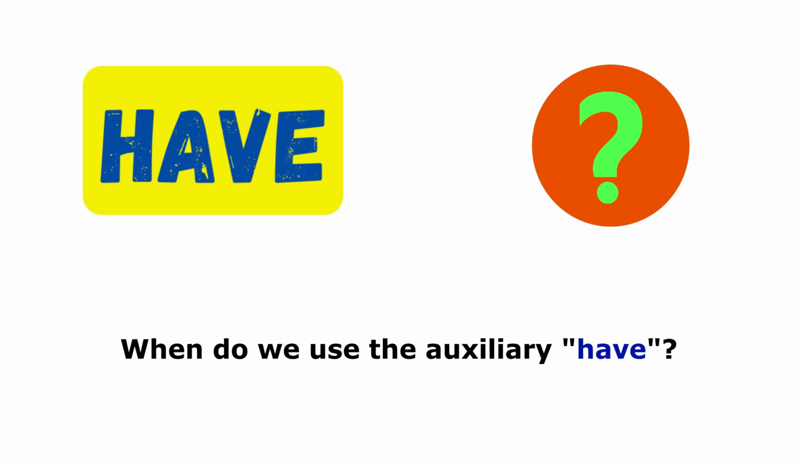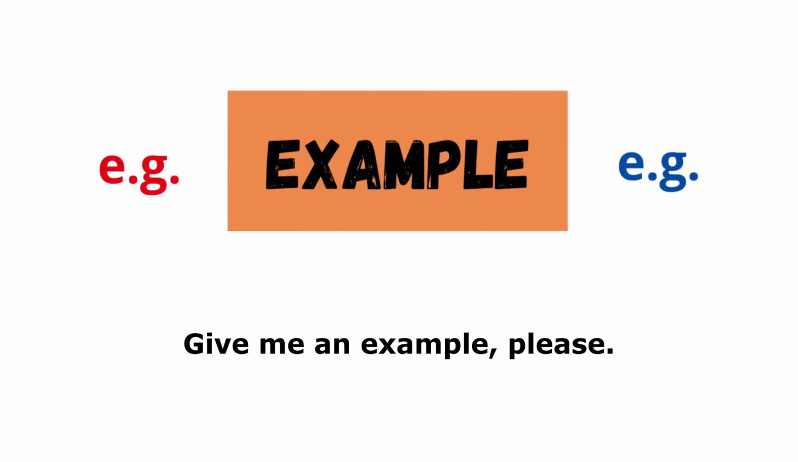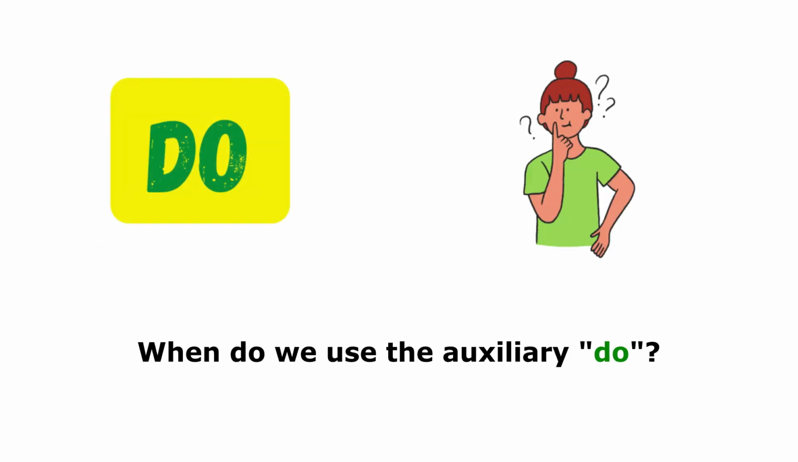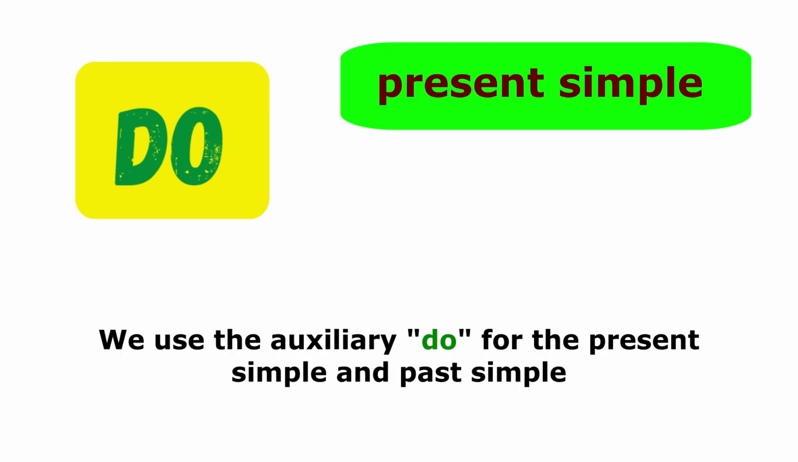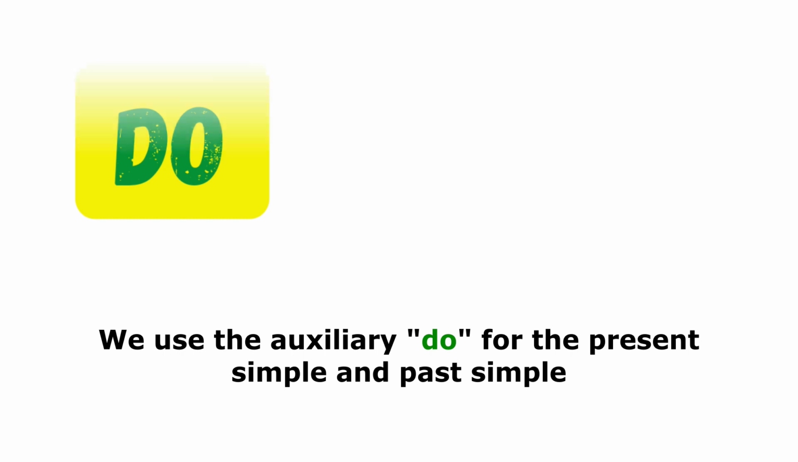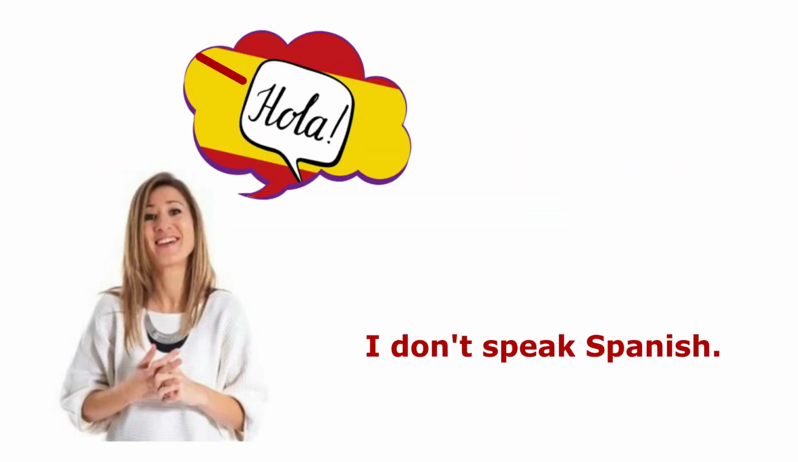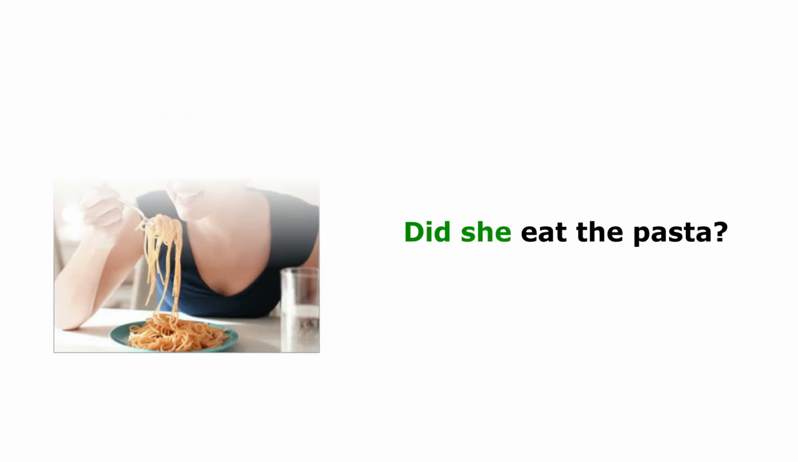When do we use the auxiliary have? We use the auxiliary have for the perfect tenses. Give me an example, please. He has gone to Scotland. When do we use the auxiliary do? We use the auxiliary do for the present simple and past simple. Give me an example, please. I don't speak Spanish. Did she eat the pasta?